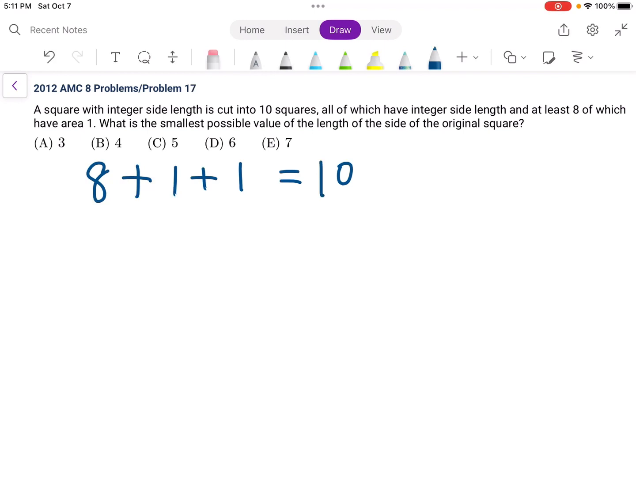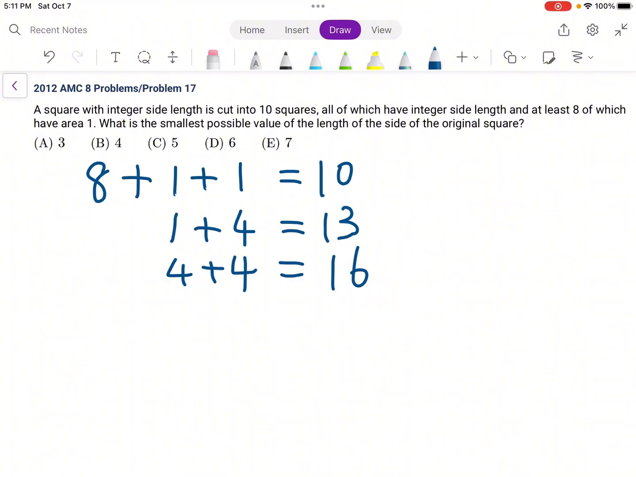And let's assume the two small squares have areas 1 and 4. And 8 plus 1 plus 4 equals 13. And again, the square root is not an integer. And similarly, the next possible value for the squares is 4 plus 4, and that gives 8 plus 8 equals 16, and the square root of 16 is 4. Therefore, the smallest possible value of the side length of the larger square is 4.